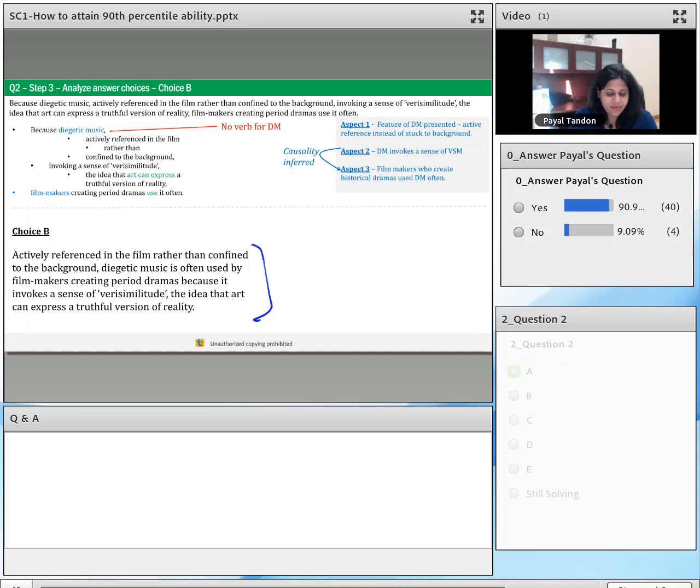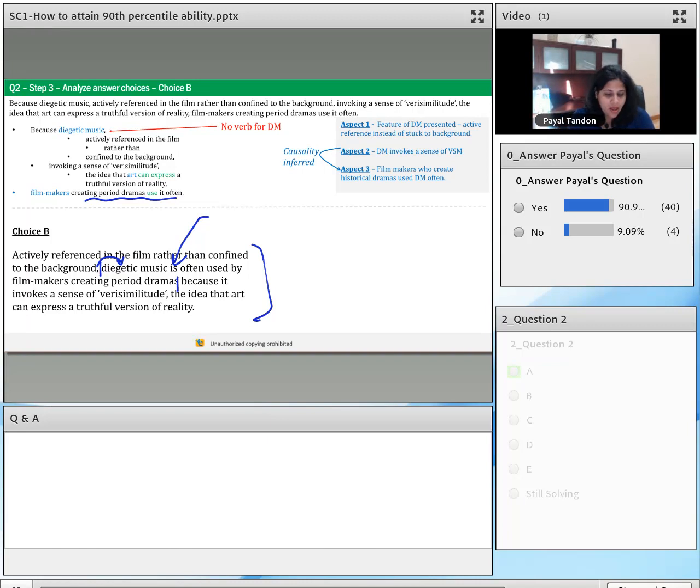Actively referenced in the film rather than confined to the background. This is the description of diegetic music, and it's placed correctly because it's modifying diegetic music right after it. Is often used by filmmakers creating period dramas. Now the last part over here has been flipped in this choice, and that's absolutely fine. It still communicates the same meaning. Again, telling you that the same meaning can be communicated by two different sentence structures.